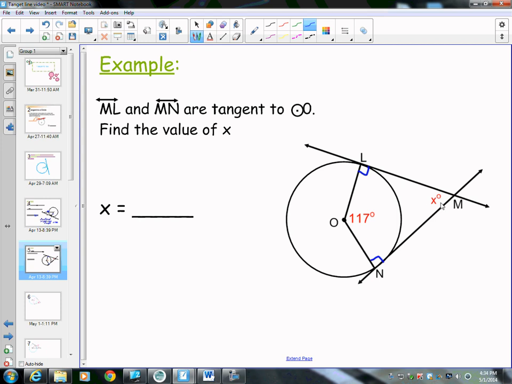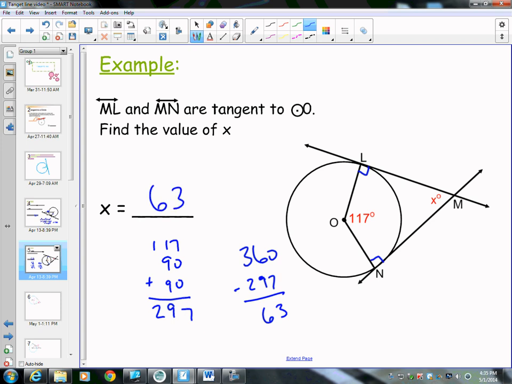I want to find x. If you remember from previous units, the inside angles of a quadrilateral add up to 360. So we say 117 plus 90 plus 90, and we end up with 297 for all three of these angles. Since all of them have to add up to 360, we say 360 minus 297, and we're left with the angle we don't know, our x. 360 minus 297 is 63. So the angle x is equal to 63 degrees.